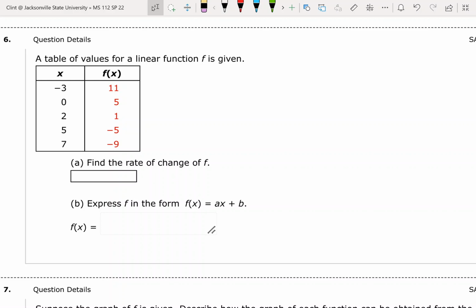This one gives us a table of values. It says we're dealing with a linear function. Part A says find the rate of change. Remember, rate of change is just the same thing as the slope. So here's one where we would need a formula. I would have this on the formula sheet. We want to calculate slope: rise over run, so change in y over the change in x. Remember, f of x is the same thing as y.